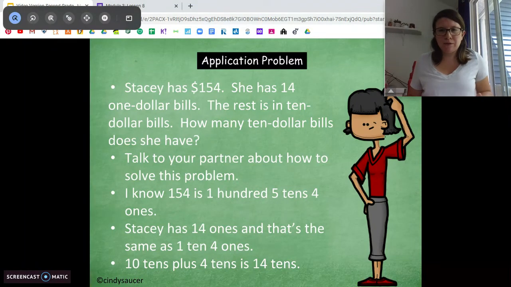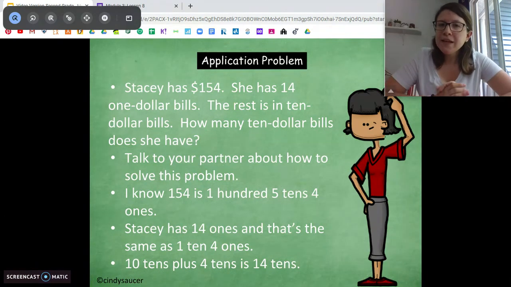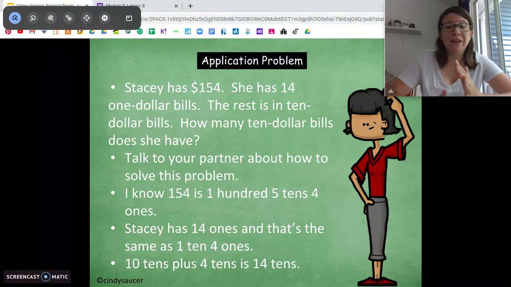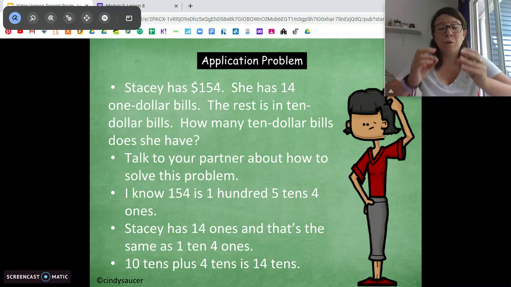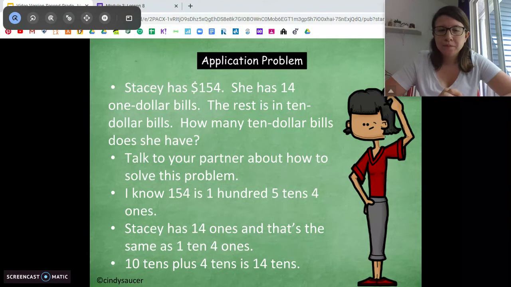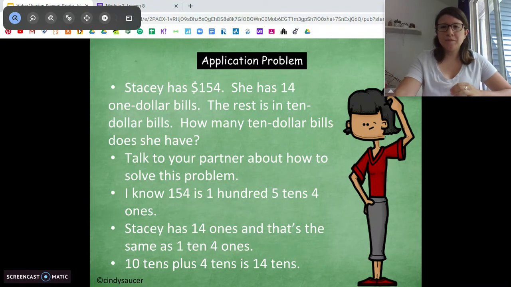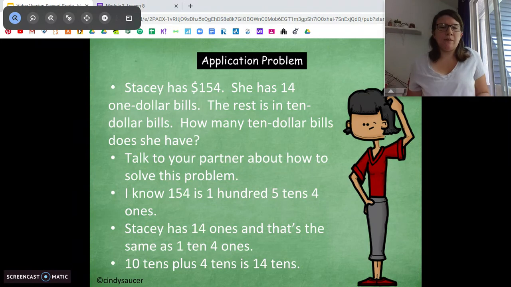I'm going to read through that again because that was a lot of information. Ready? Listen. Stacy has $154. She has 14 $1 bills. The rest is in $10 bills. How many $10 bills does she have? I want you to take a couple minutes and talk to someone at home about how we could solve this problem. What is a way we can think about this problem to figure out how many $10 bills she has? So pause the video, talk it through with someone at home, and then we'll go over it. Ready? All right, let's talk about it.